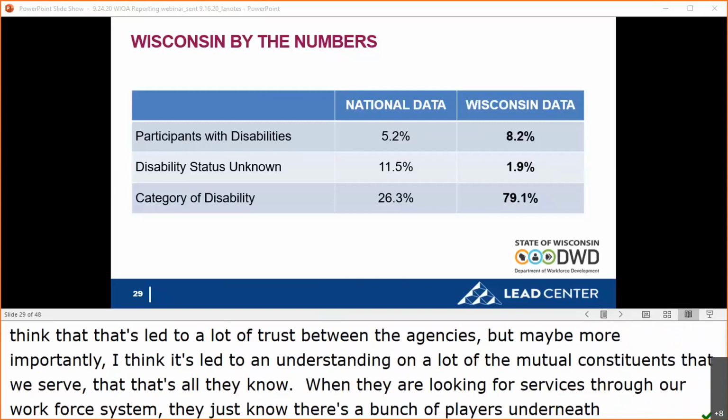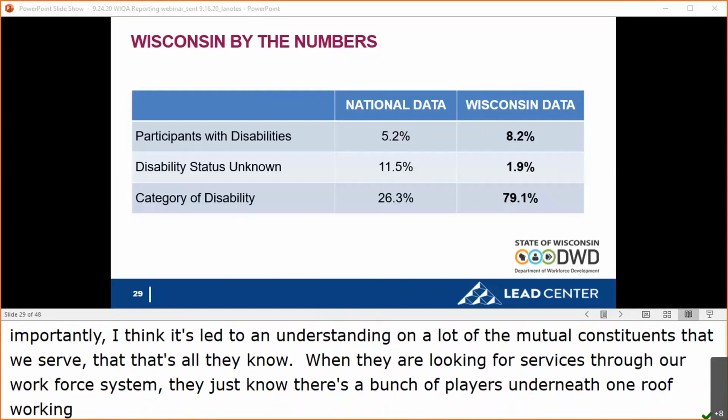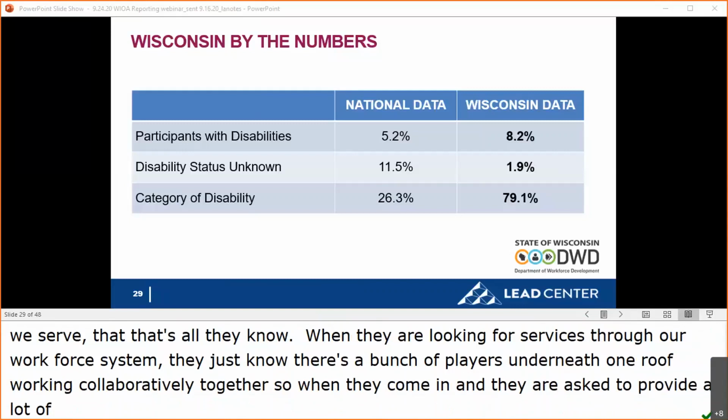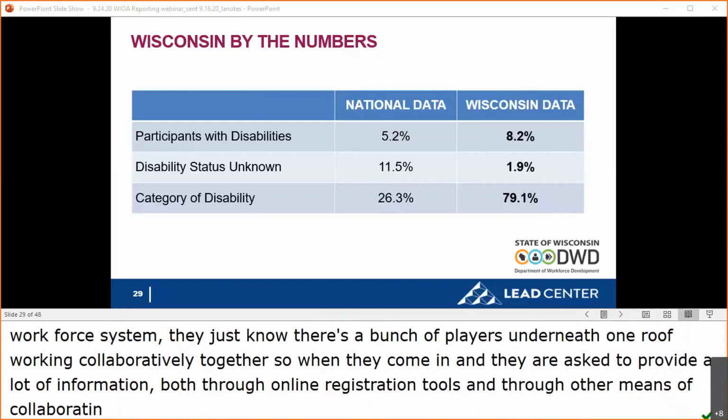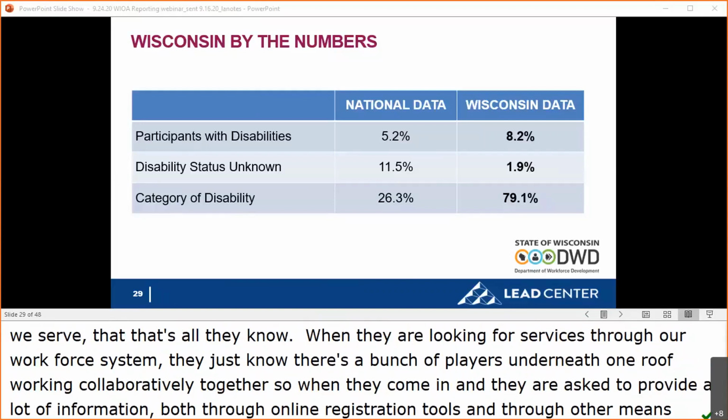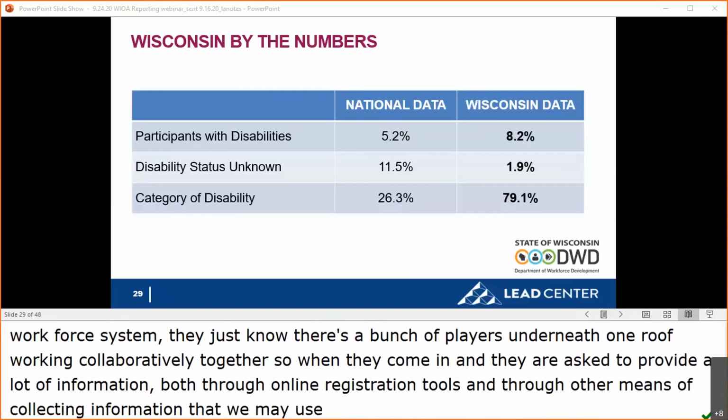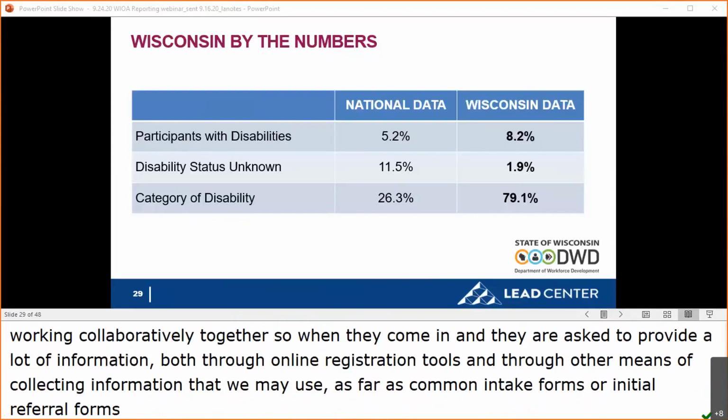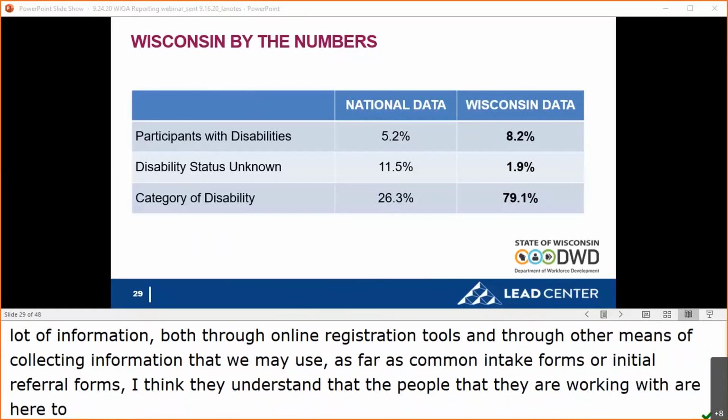working collaboratively together. So when they come in and they're asked to provide a lot of information, both through online registration tools and through other means of collecting information that we may use, such as common intake forms or initial referral forms, I think they understand that the people they're working with are here to help them. And so I think it's led to a sense of trust that we're not going to misuse the information that they're providing to us.